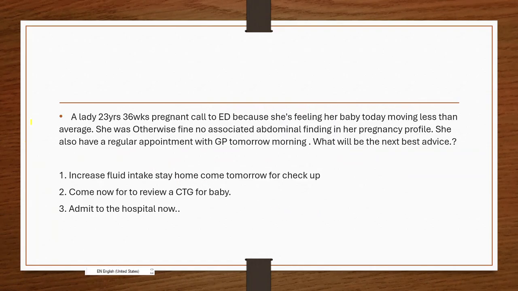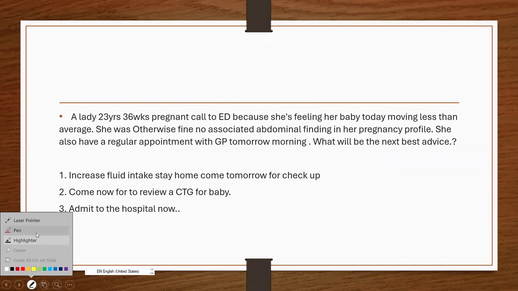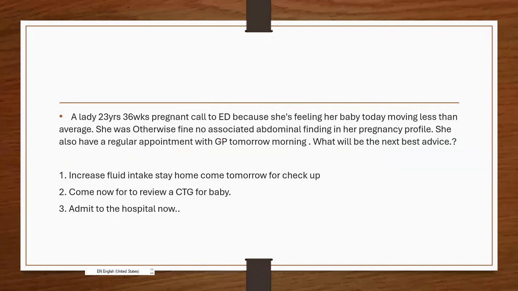All right, next one. A lady, 23 years, 36 weeks pregnant. Again a labor one. Called to ED because she's feeling her baby today moving less than average. She was otherwise fine, no associated abdominal findings in her pregnancy profile. She also has a regular appointment with the GP tomorrow morning. What will be the best advice? 1, increase fluid intake, stay home, come tomorrow for checkup. 2, come now for review and a CTG for the baby. 3, admit to the hospital now.